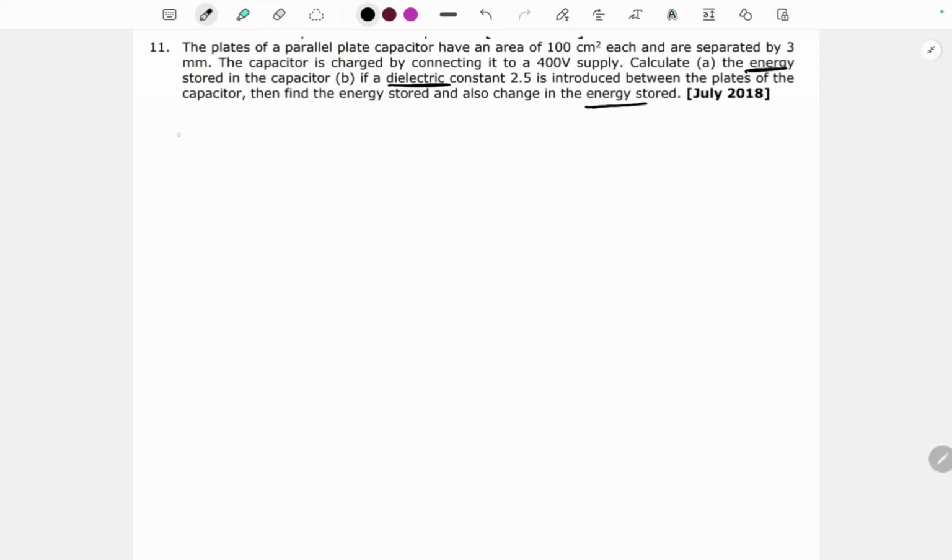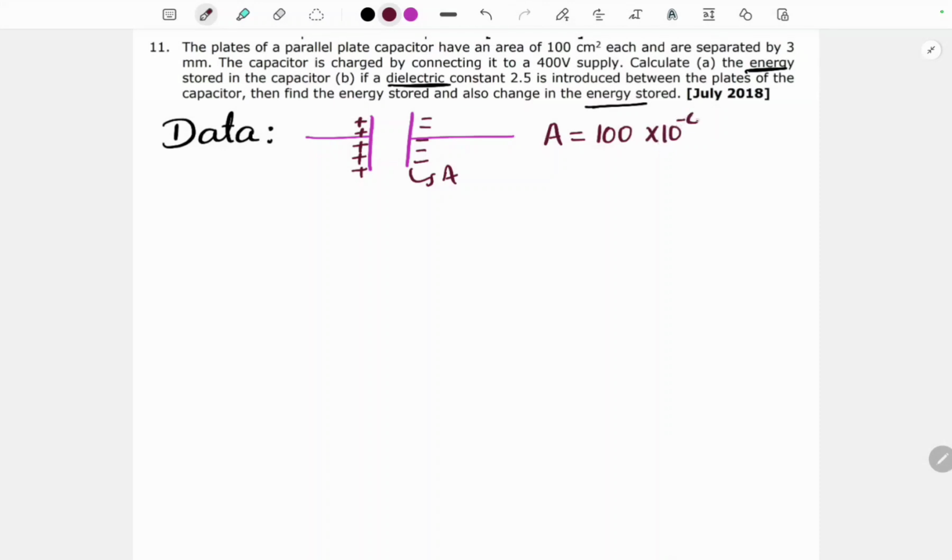So first let me write the data given here. They have considered the parallel plate capacitor. That capacitor looks like this. There will be positive charge stored here and an equal number of negative charges stored here. The area of each plate is given: A is equal to 100 centimeter square, means 100 into 10 to the power minus 4 meter square. Centi means 10 to the power minus 2, squared, so you will get 10 to the power minus 4.